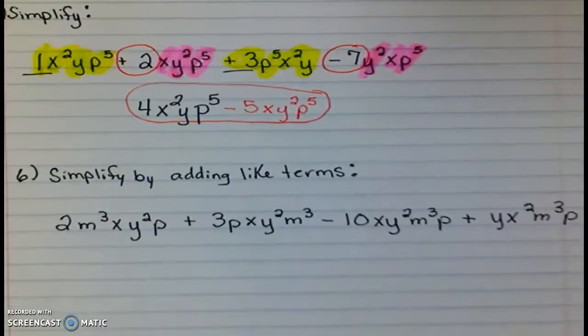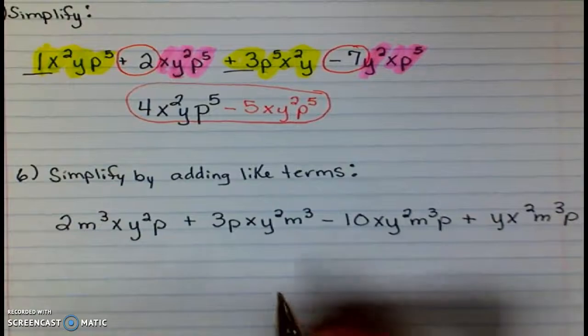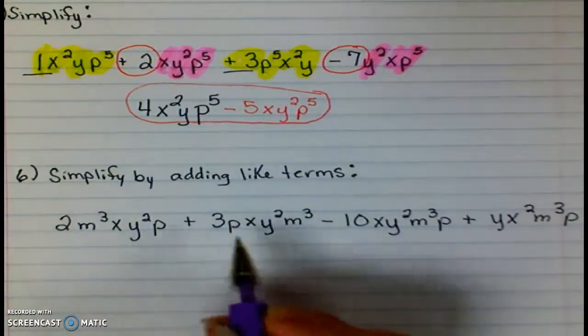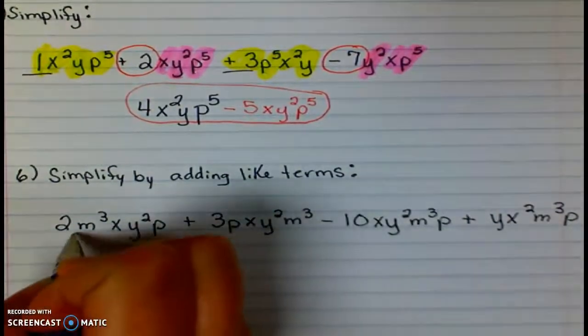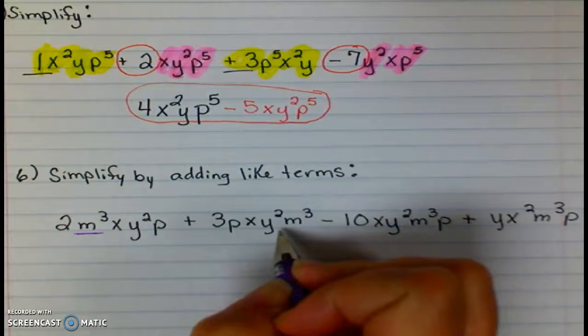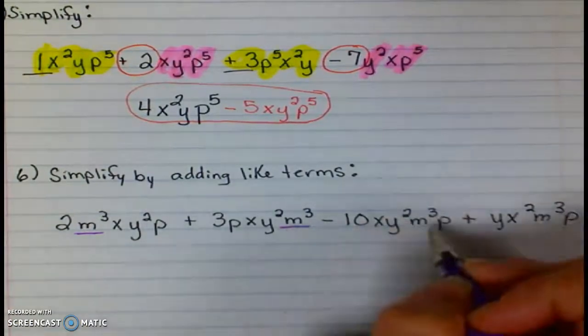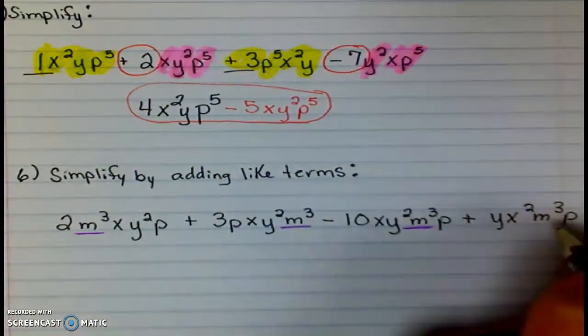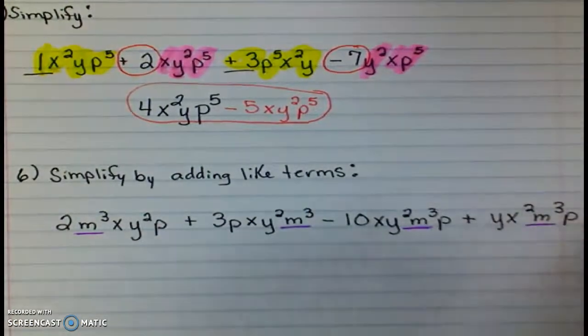So if I look at this last example, simplify by adding like terms. Like terms, same variable raised to the same power. So in the first term, I have an m cubed. The second term, there is m cubed. Third term is m cubed, and fourth term is m cubed. So far, it looks like they all might be like terms.